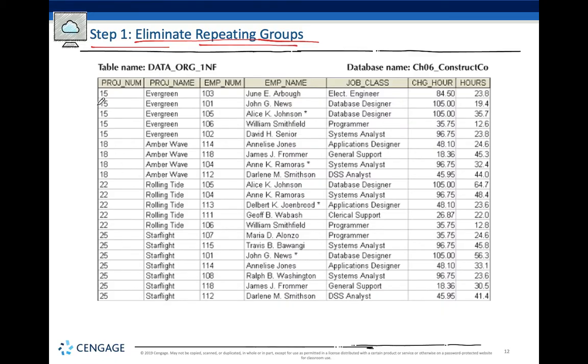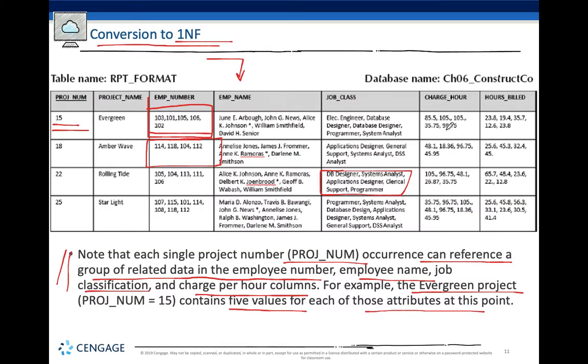Well, one way to break this up is to create several entities. Instead of having one row with project number 15, we break it up into several rows. Here we see that project 15 can be broken up into 5 different rows. We have employees 103, 101, 105, 106, and 102. Their names, job classes, charge per hour, and hours billed are all here. So we can have 5 rows for project number 15. Similarly, we can have 4 rows for project 18, 5 for 22, and so on.